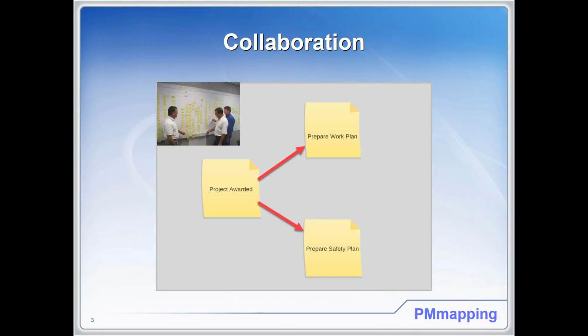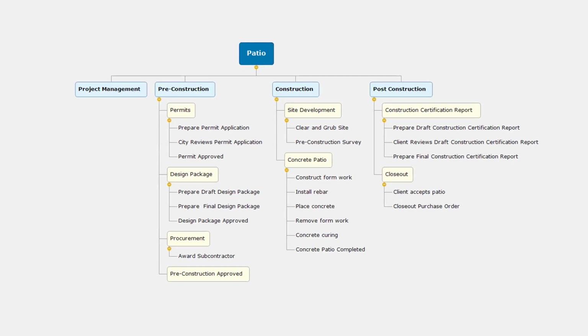As we talked earlier, collaboration is the key when you're sequencing activities. You need to get with the subject matter experts, you need to review the activities, and again, it's very effective to use the sticky notes on a whiteboard. You can use the mind mapping software to capture the sticky notes and the relationships that the project team has placed on the whiteboard. Let's use the example of a backyard patio.